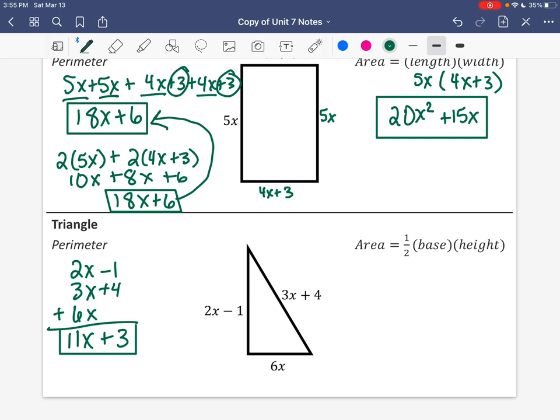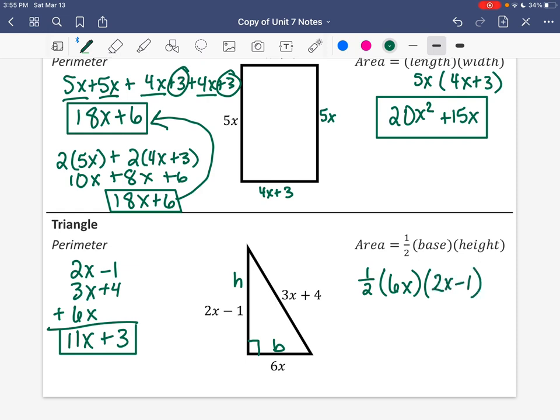So for a triangle, we really do just add them all up. For area, you have to do half the base times the height. The base is the one on the bottom, and the height is the one that is perpendicular to the base. So it makes a 90-degree angle and goes straight up to the top of the triangle. Not the slanted one. The slanted one is not the height. Don't use it. So we would do half times 6x times 2x minus 1.